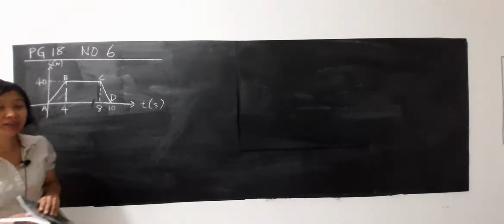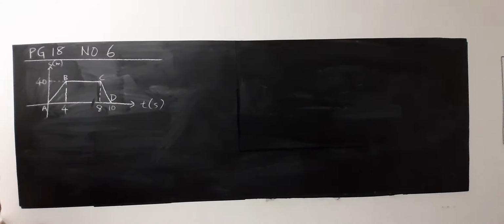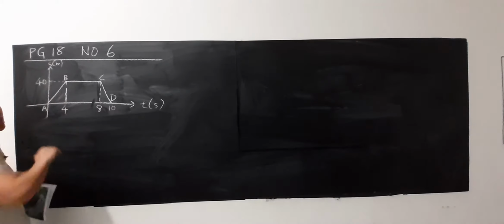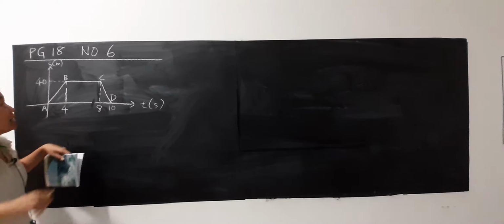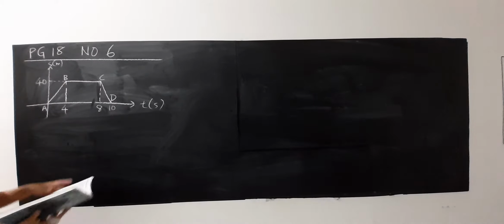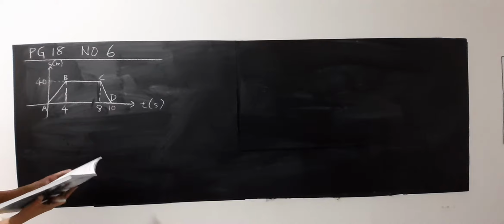As you can see in the diagram, now we are going to discuss a question for the graph. Let's see how we're going to solve this question. This one is in our tutorial book, tutorial question, page 18, question number 6. If you look here, you are given a graph.